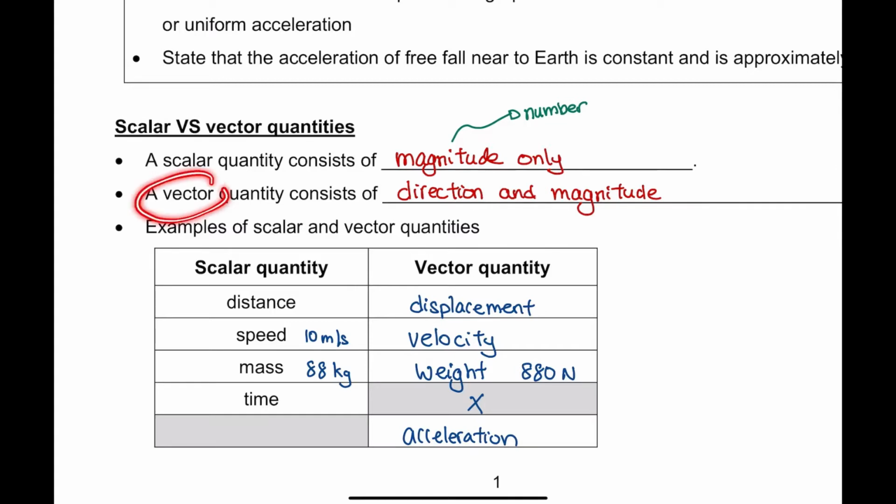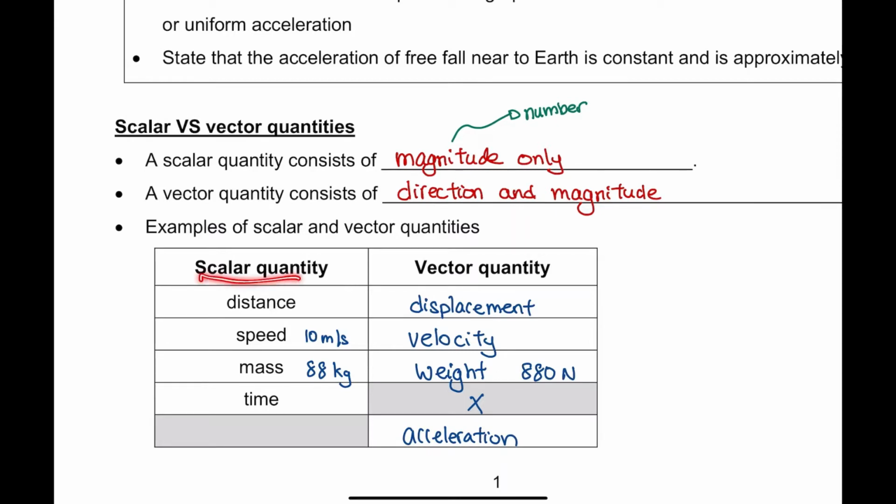However, for vector, it has direction and magnitude. This is something that we need to know. The only difference down here is that there is something called direction. So the direction is like, for example, I am moving at 20 meter per second towards the east direction. That is your velocity. Those are vectors.